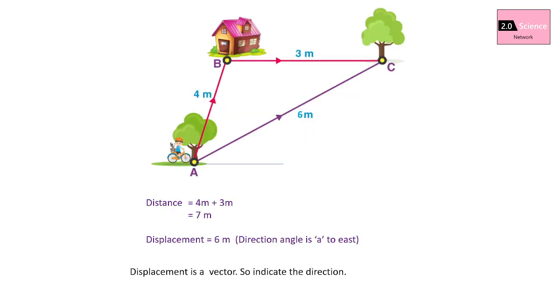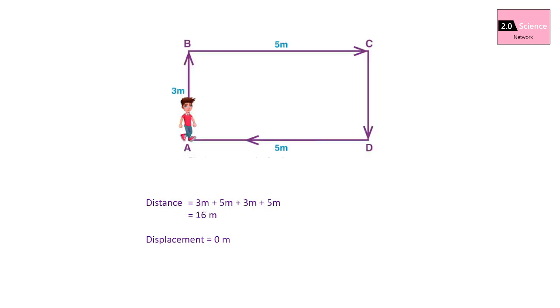Examples. These are the major differences of distance and displacement. The boy on the mountain bicycle moves from A to C via B on the pink-colored road. His distance is 7 meters and displacement is 6 meters. Displacement direction is the purple-colored line, angled from A to the east side. Remember, when indicating a vector, include the direction. In this example, the boy's distance on the ABCDA road is 16 meters and displacement is 0.